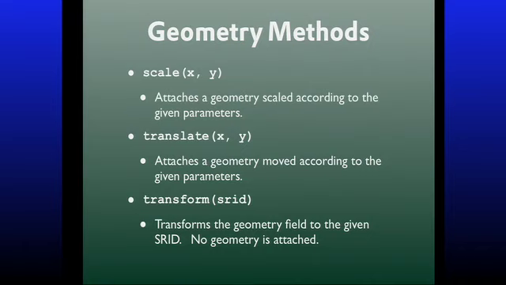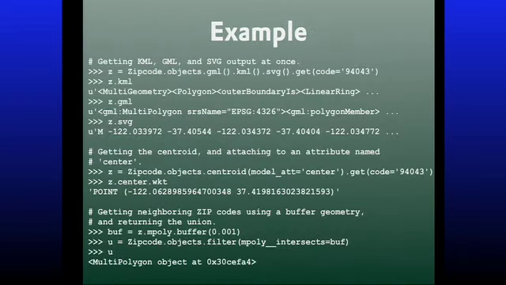Scale will, if you tell it to scale, a number less than 1 will shrink it, and a number bigger than 1 will expand it on the X and Y axis and attach it in that attribute. Same with translate, which will move the geometry by the X and Y offset that you give it. And transform is going to be another highly used method. It transforms the geometry field to the given SRID. It doesn't attach one, it transforms it in place. So when you say transform to 4326, then all the geometries on your query set will have the SRID of 4326.